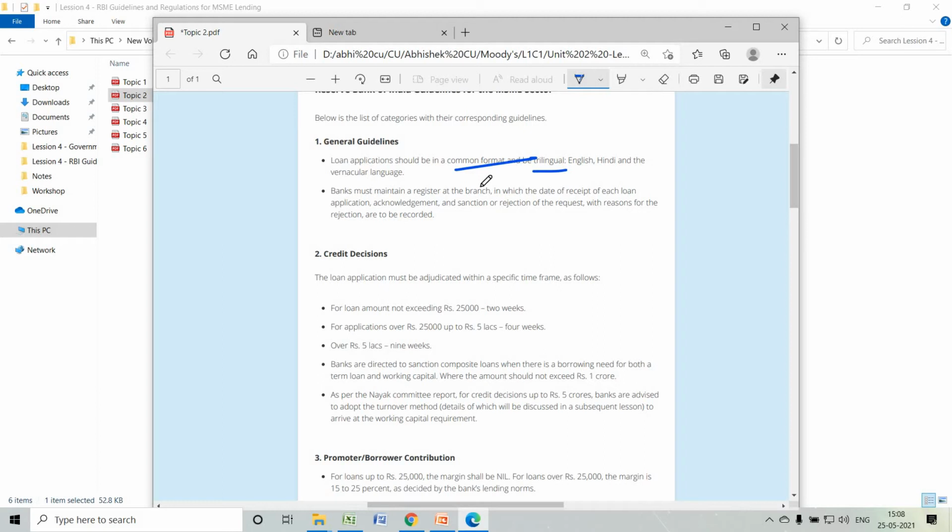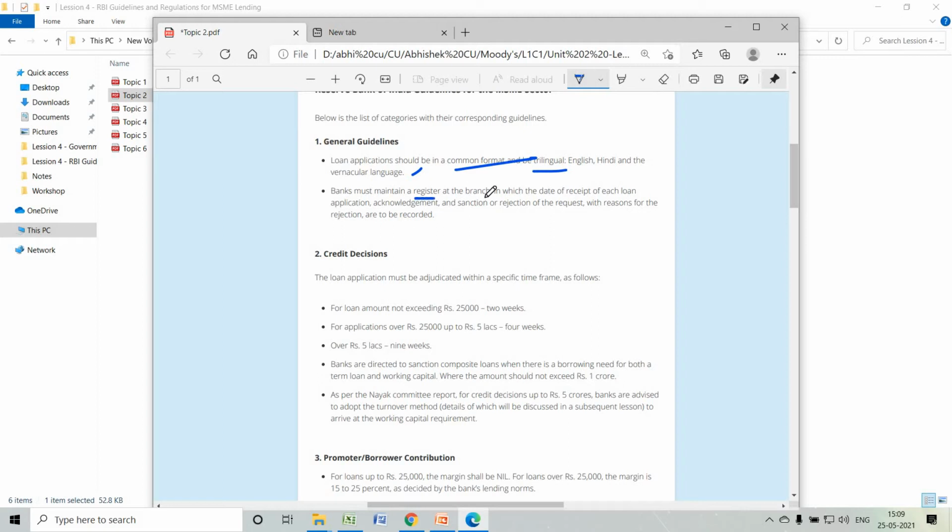So the application form has to be in common format, right? There has to be a standard format for application. Plus, it is to be trilingual: English, Hindi, and if there is any vernacular or local language like Marathi, Gujarati, then it has to be in that language also. Banks must maintain a register at the branch in which the date of the receipt of each loan application, acknowledgement and sanction or rejection of the request with the reason for the rejection are to be recorded.